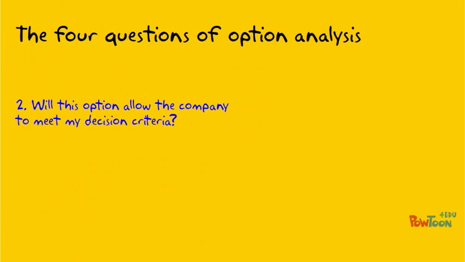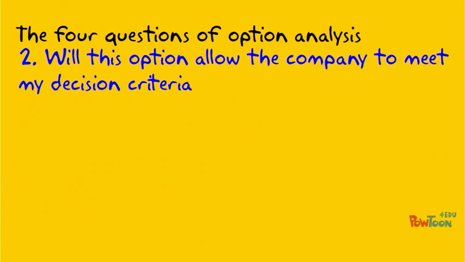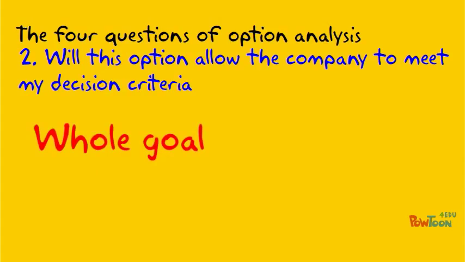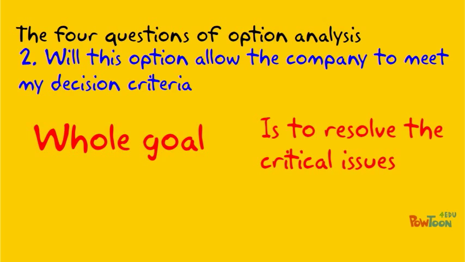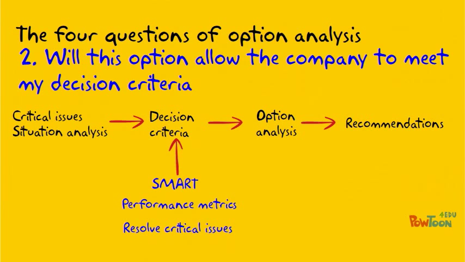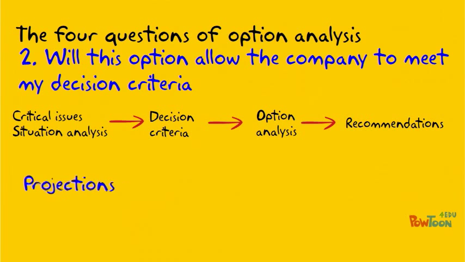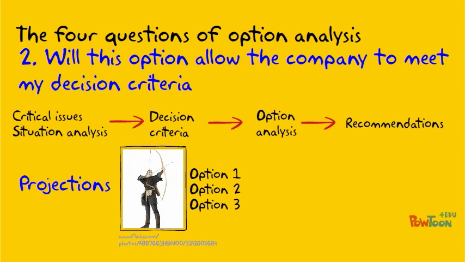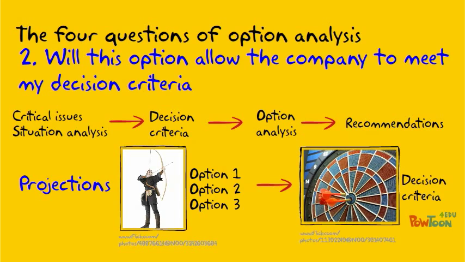Okay, question 2. Will this option allow the company to meet my decision criteria? Remember, the whole goal of this process is to resolve the company's critical issues. Your decision criteria are performance metrics that, if met, demonstrate the company has resolved the critical issues. You therefore must make projections of how close each option will get the company to your decision criteria.